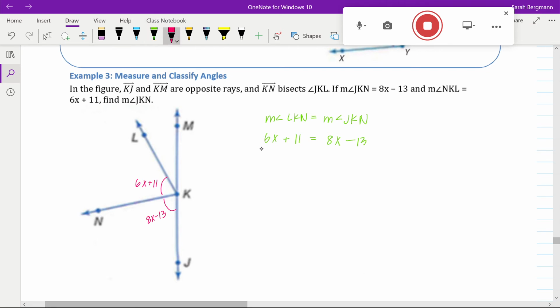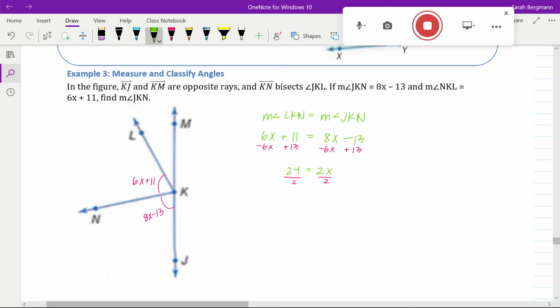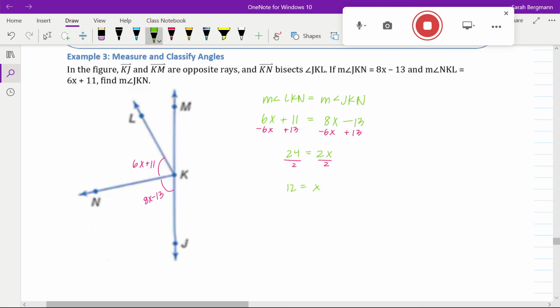So the first step is subtract 6x on both sides and add 13 on both sides. So I get 24 equals 2x. The next step is to divide both sides by 2. So I get 12 equals x. Once you have the value of x, double check what they were asking you to find. They weren't asking us to find x, they were asking us to find the measure of angle JKN.